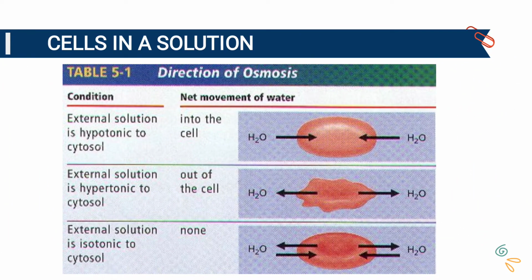Now take a look at this table that shows the direction of osmosis. If the condition is hypotonic, then the movement of water is into the cell, making the cell become bigger or it might burst. Now, if the condition is hypertonic, then the net movement of water will be out of the cell, which results in cell shrinking. Now, if the condition is isotonic, then there will be no net movement of water, making the cell at equilibrium.